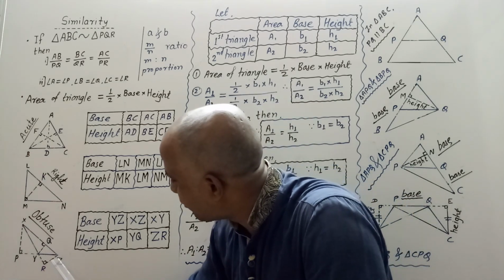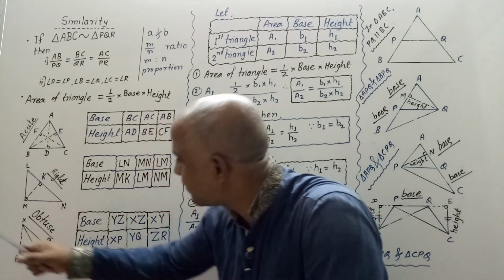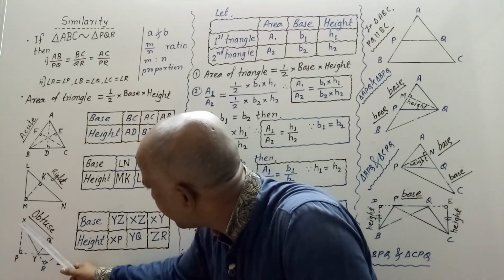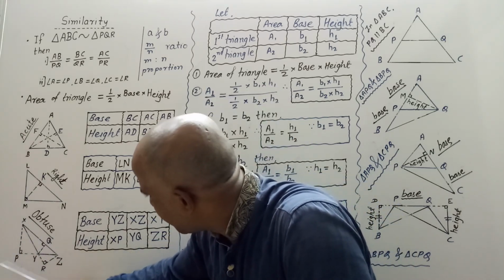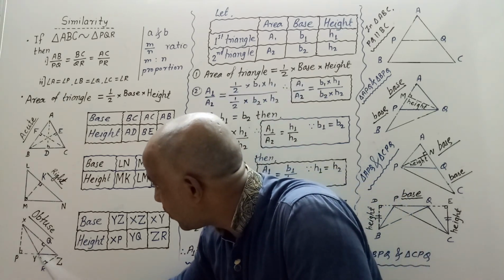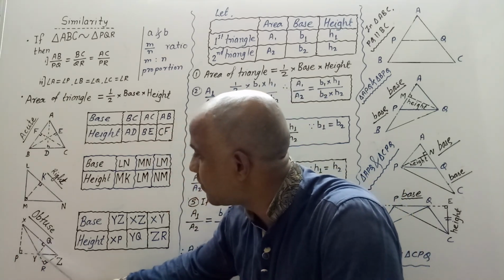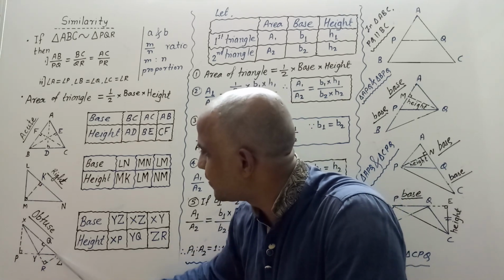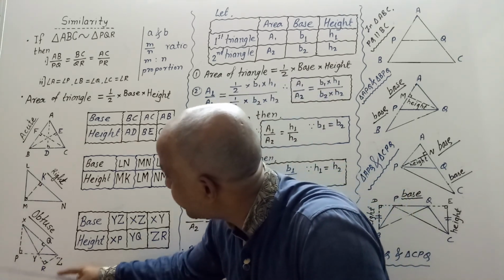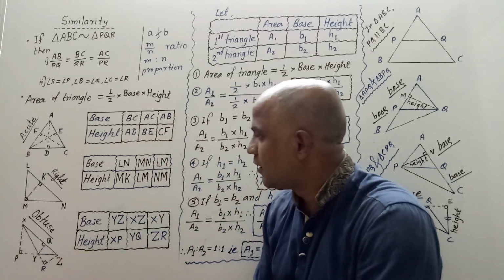So we have to extend YZ in this way. Then what happened? XP is perpendicular to YZ, but the base is only YZ because the triangle is up to this. Means YZ is the base, and we want to draw the height outside the triangle, which is XP.